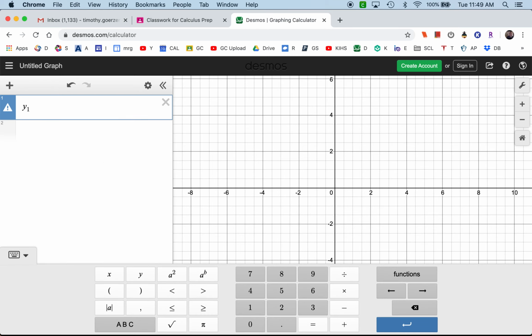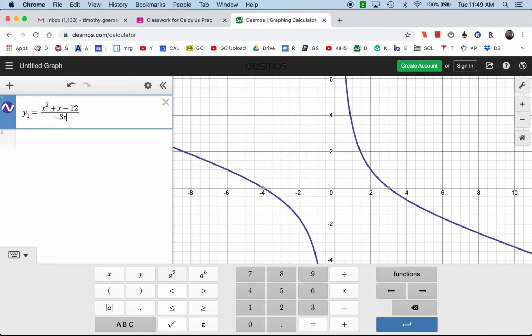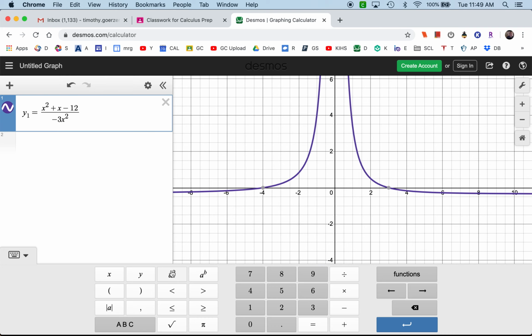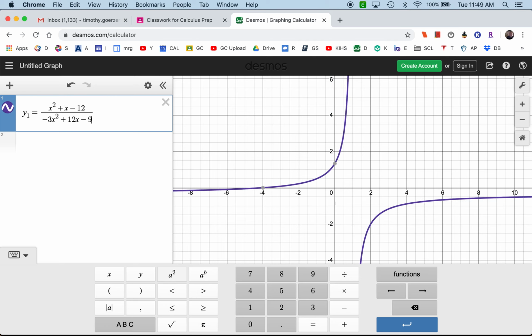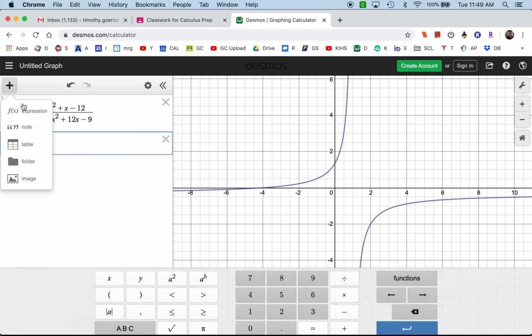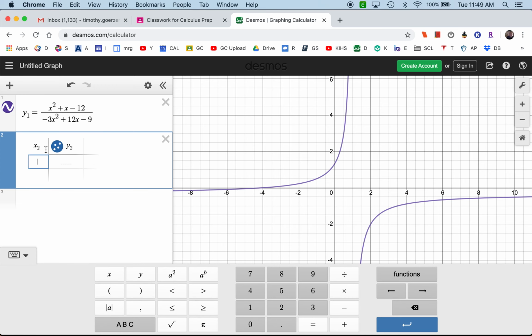So we're going to go y1 equals, with a fraction line, and it's x squared plus x subtract 12, and then -3x squared plus 12x subtract 9. So there's our graph. If we did a table to help us, we would have x and y1.